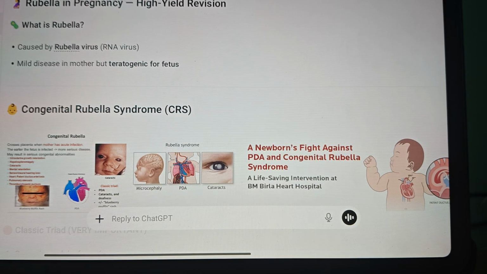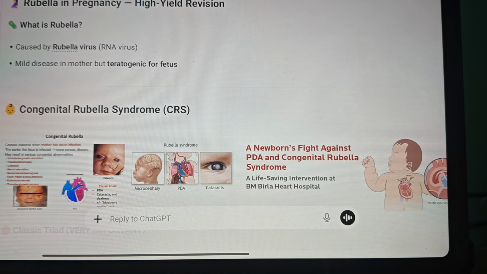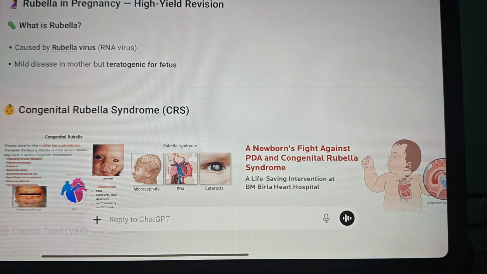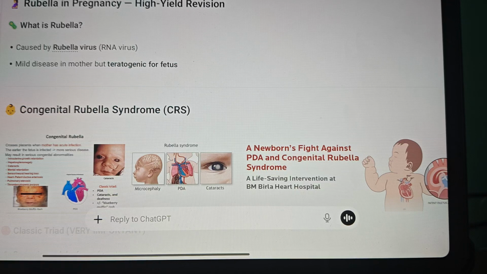Infections in pregnancy is the most frequently asked topic both in PDCC as well as in FET conducted by NBEMS. So, coming to rubella. What is rubella? Rubella is a condition or a disease that is caused by a virus known as rubella virus. It is also known as German measles and caused by RNA virus. It is one of the most teratogenic infections seen in pregnancy. Mild disease occurs in mother while teratogenic effect occurs in the fetus.